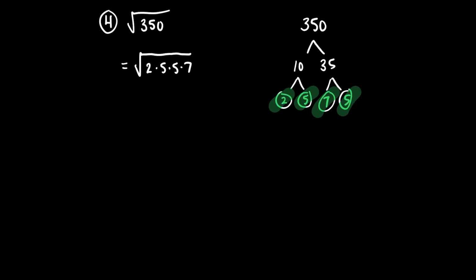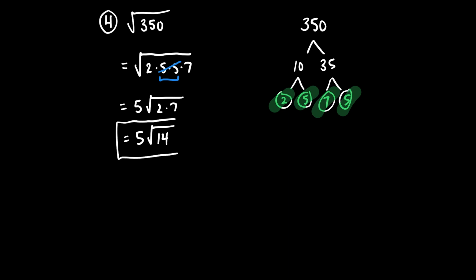We got everything. Cool. So we've got a pair of 5s in there, so we'll get a 5 to come out. So it'll be 5 times the square root of 2 times 7, which is not really much you can do there. So we'll just write 5 square root of 14 there. And we'll be done with that one. And I think we got one more here.